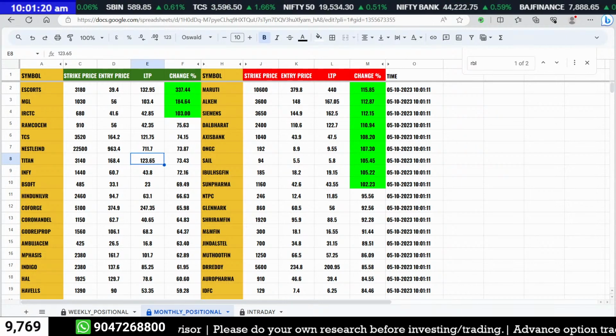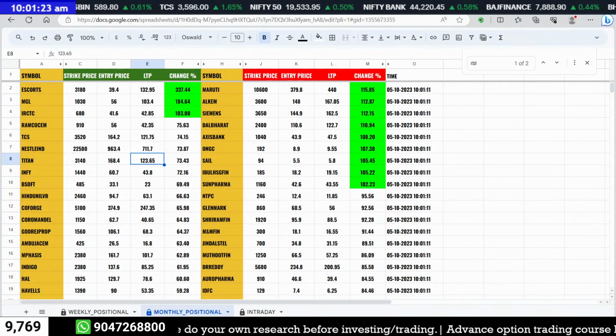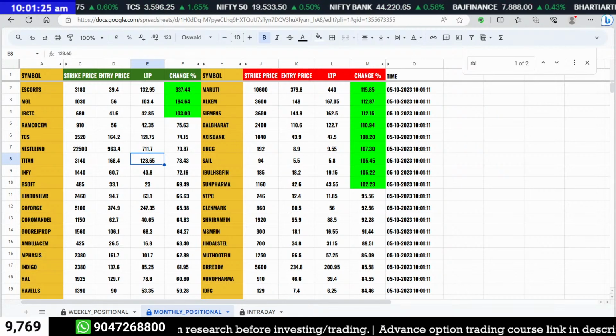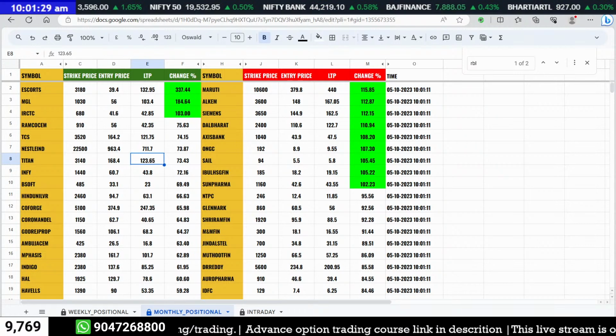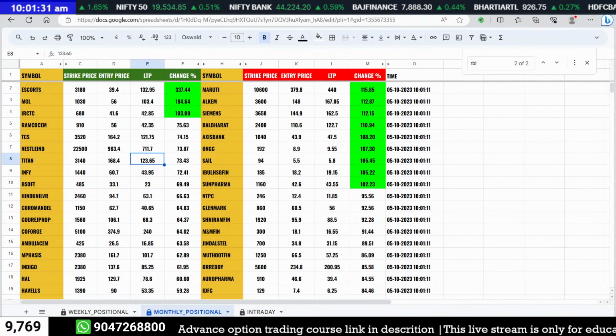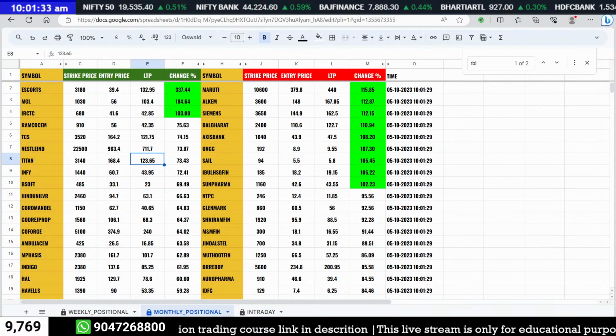Nothing is happening here. Nifty is still in a 100-point range. IRCTC and TCS will also be in the list.